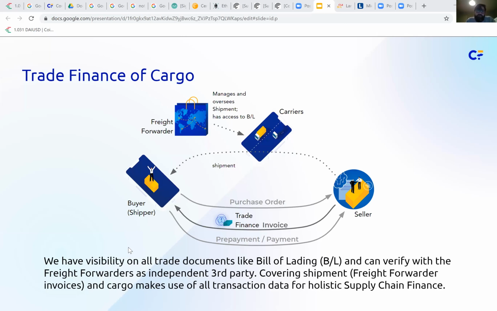So what is this allowing? It allows a holistic supply chain finance view. We're not just checking a small component of the supply chain. We are checking holistically what is happening and are able to take decisions and mitigate risk in a better manner.